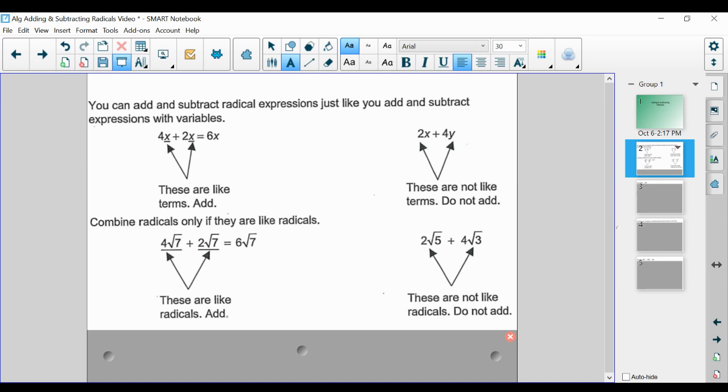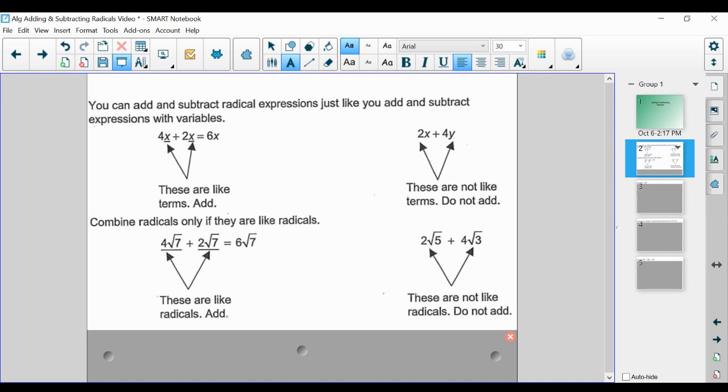But on the right-hand side, we have 2 root 5 plus 4 root 3. Those are not like radicals, so you cannot add them. Root 5 is not the same as root 3. So we cannot combine those radicals together. Again, we can treat them similarly to variables, knowing that they're not variables, but combining like terms is going to be very similar when we're talking about radicals.